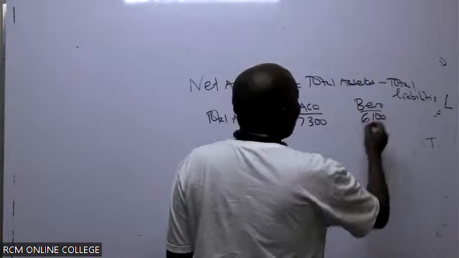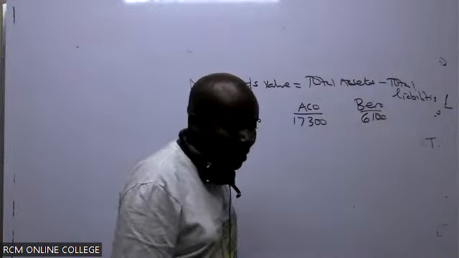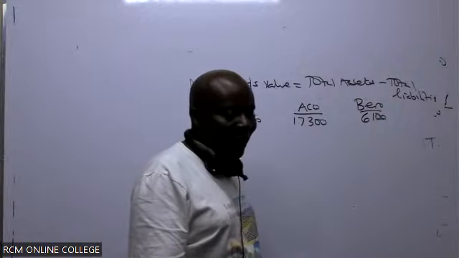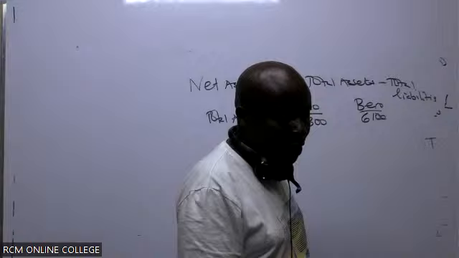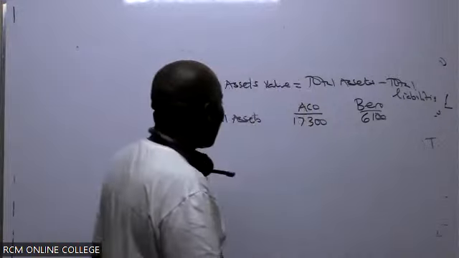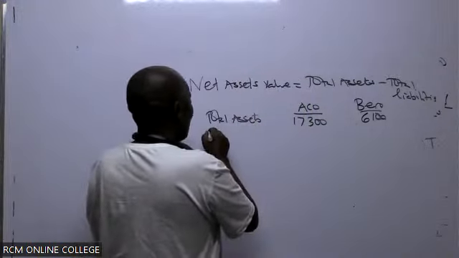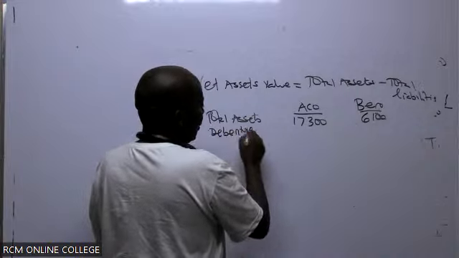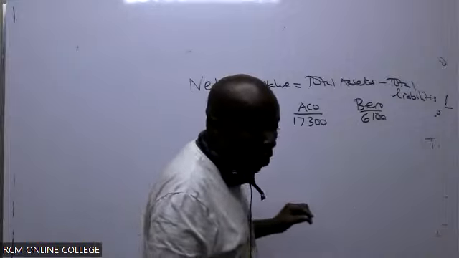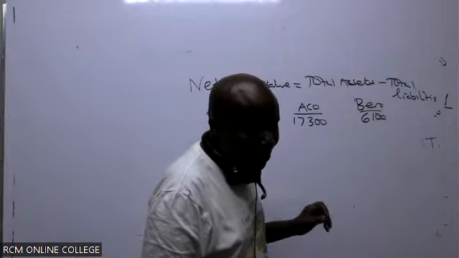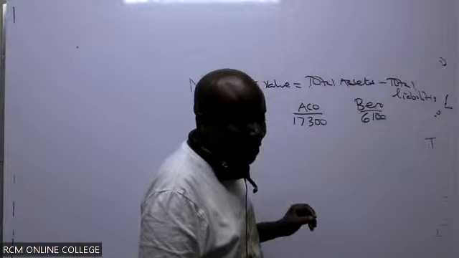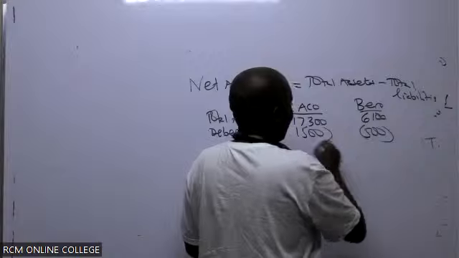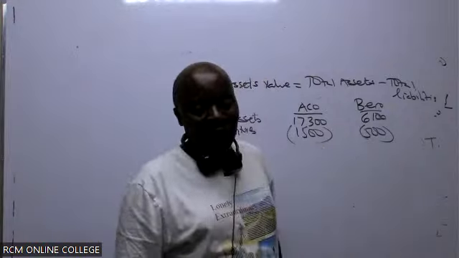So we search for any liabilities that they could be having. Do they have any liabilities? Oh, yes, they do. Number one, they have what we call debentures. For ACO we can see 10% debentures, 1,500, and for Bero 500. Do they have any other liability, my friends, my colleagues?